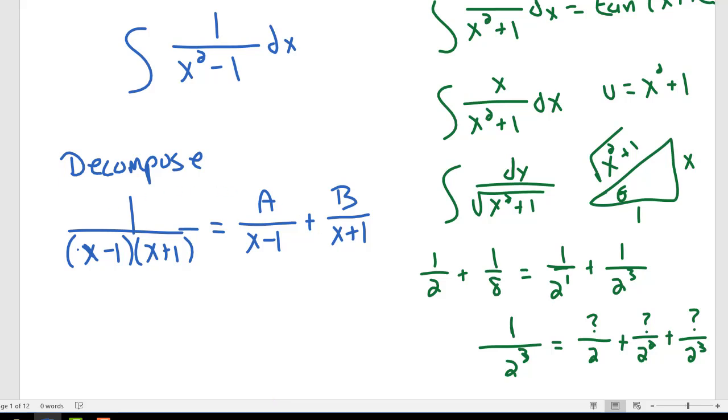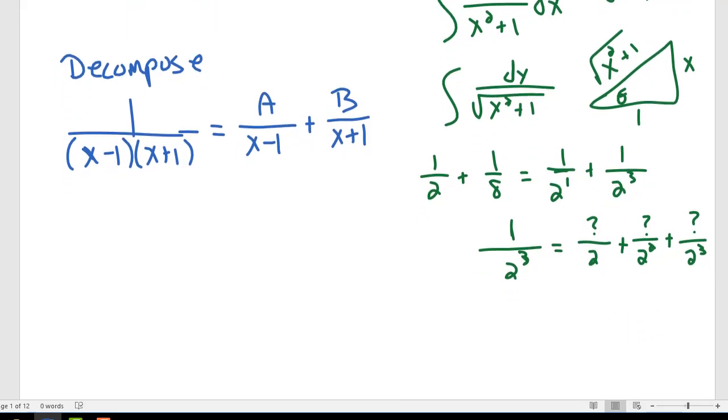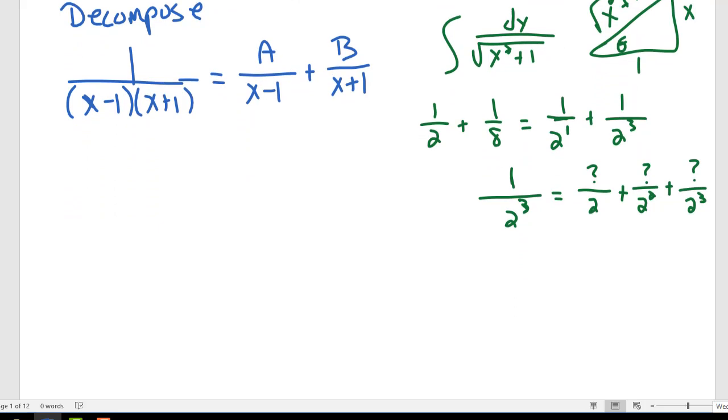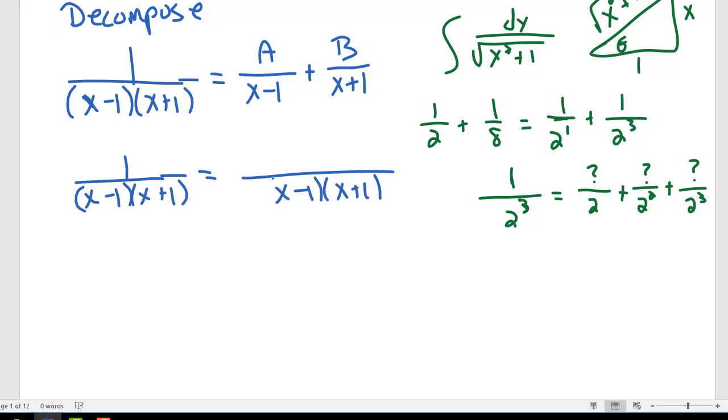So here's my assumed form of the decomposition. And we know that this is a correct assumption, similar to what we talked about over here. We have to look at all possible factors of the denominator as having their own fraction. Typically, the way that I like to do this personally is I think of getting a common denominator over here, and it should equal this fraction. So I would have 1 over x minus 1 times x plus 1. And if I get a common denominator on the right-hand side, what's my common denominator? Well, it's x minus 1 times x plus 1. That's my common denominator.